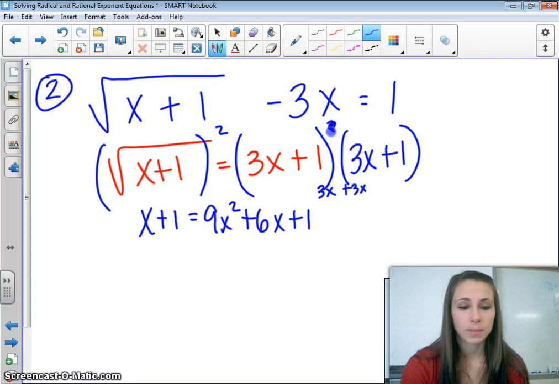Alright. So then I'm going to go ahead and get everything set equal to 0 because this is a quadratic.